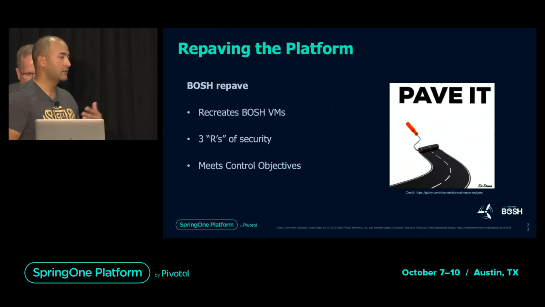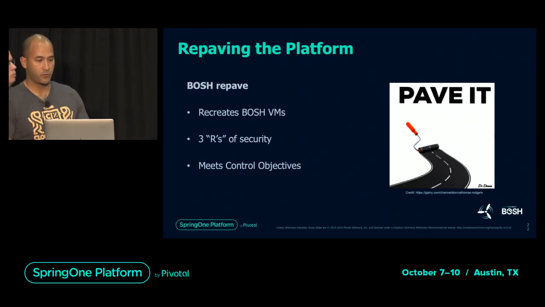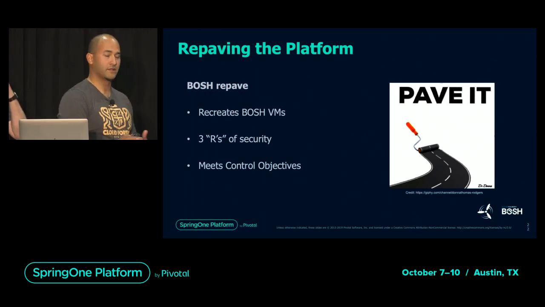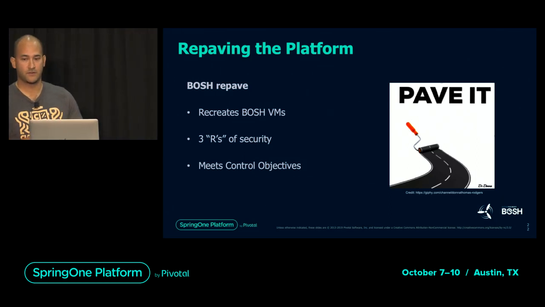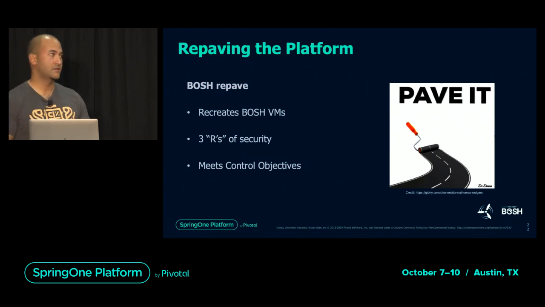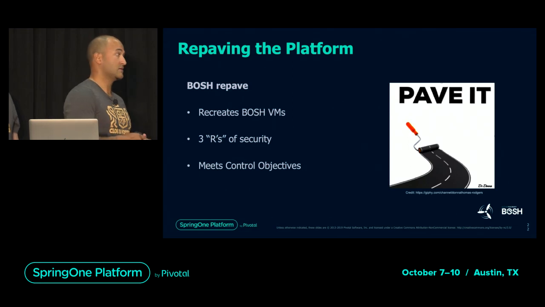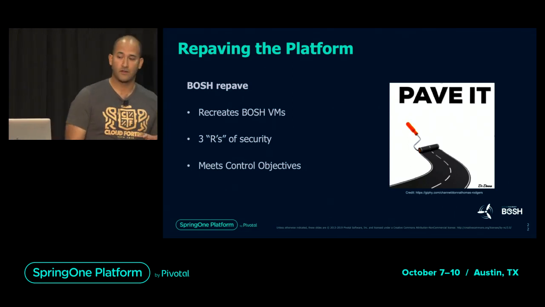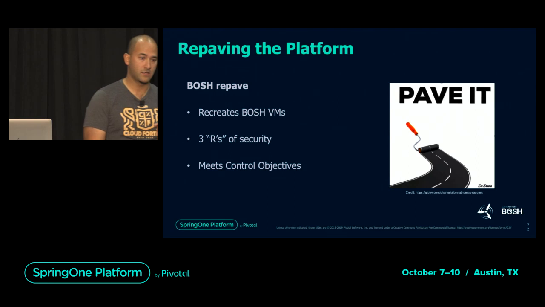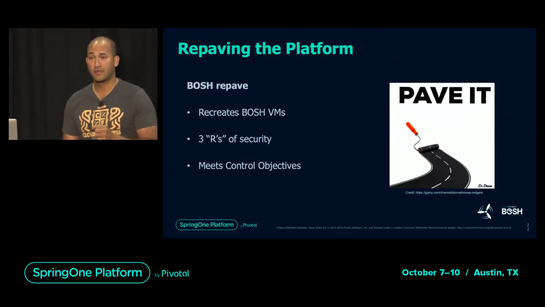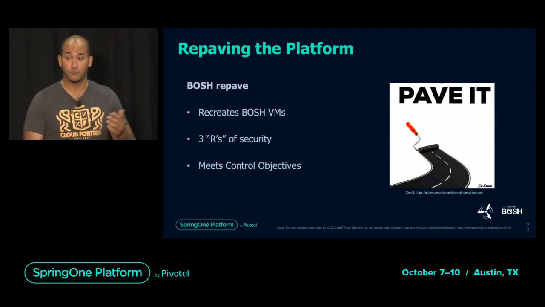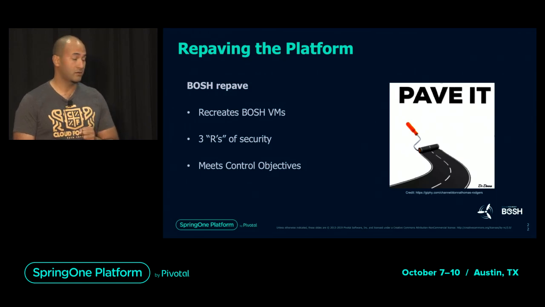So continuing along with the theme of automation, we use a pipeline that's called a BOSH repave. This is a code repository that's offered through Pivotal Services. Simply put, it's a Concourse pipeline that recreates BOSH managed VMs. It allows us to meet one of the 3 R's of security. So if you listened to the security audit and compliance talk yesterday, you'll have heard them speak of repave as one of the important components of security. The other 2 are repair and rotate.